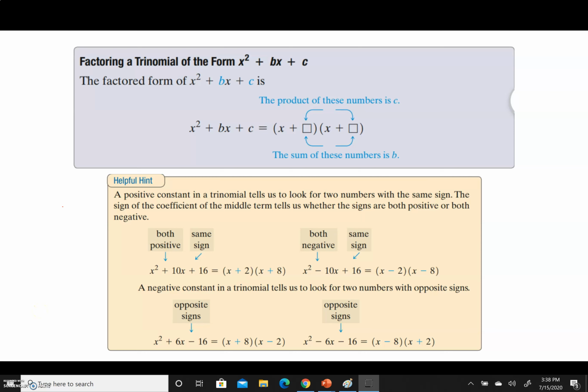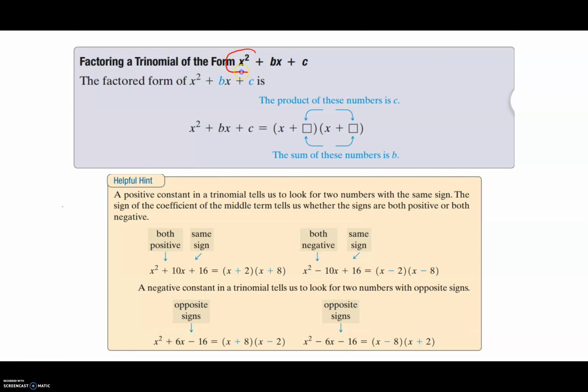Okay, this video is to assist with sections 6.3 and 6.4. Just to revisit section 6.2, what we were doing was factoring trinomials. And the trinomial would be in this form here, which is x squared plus bx plus c, where b and c are numbers. Remember, factoring is just the reverse of multiplication.